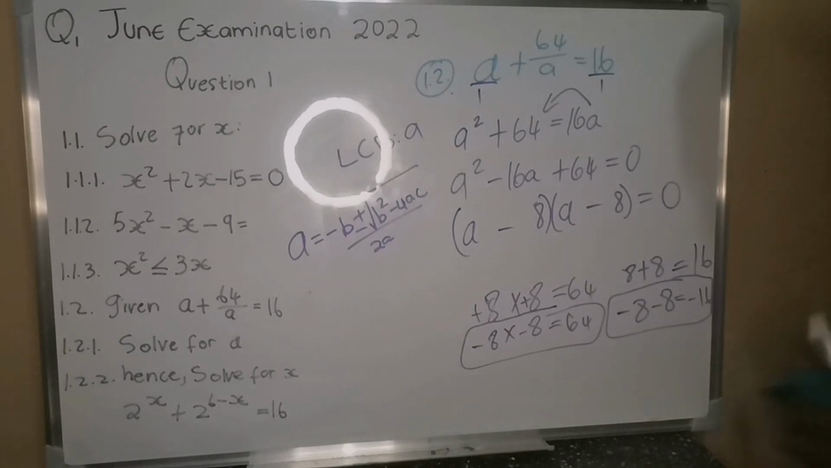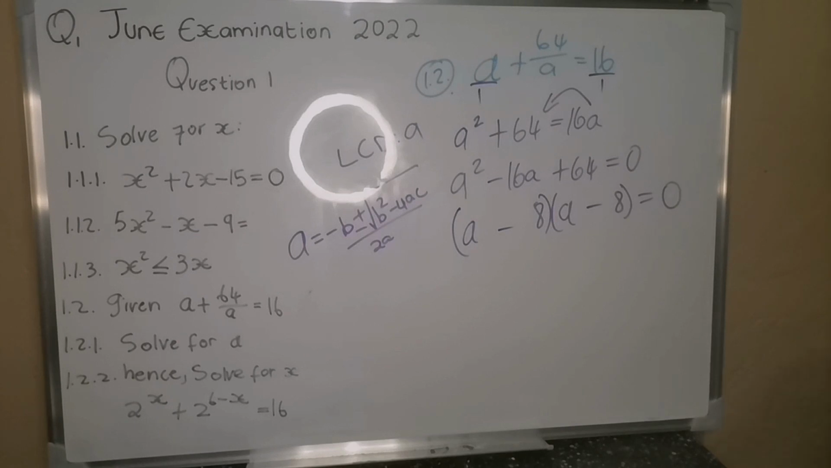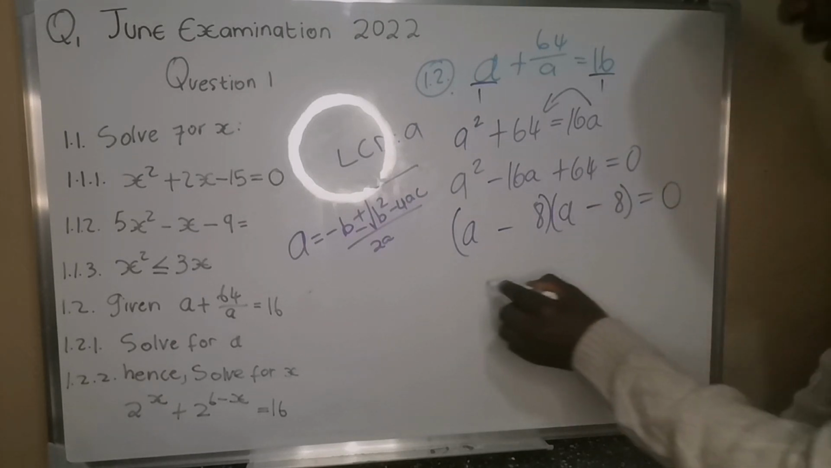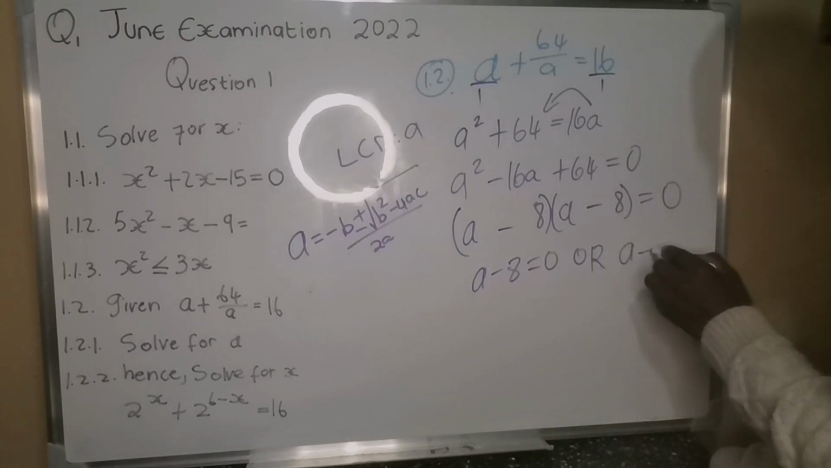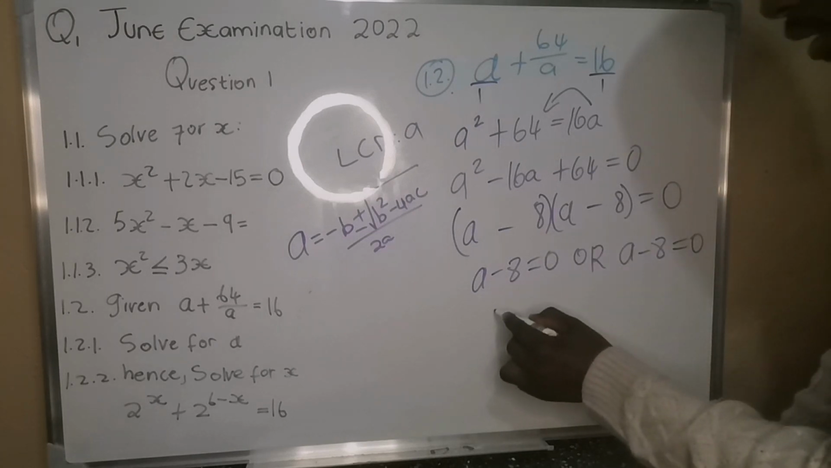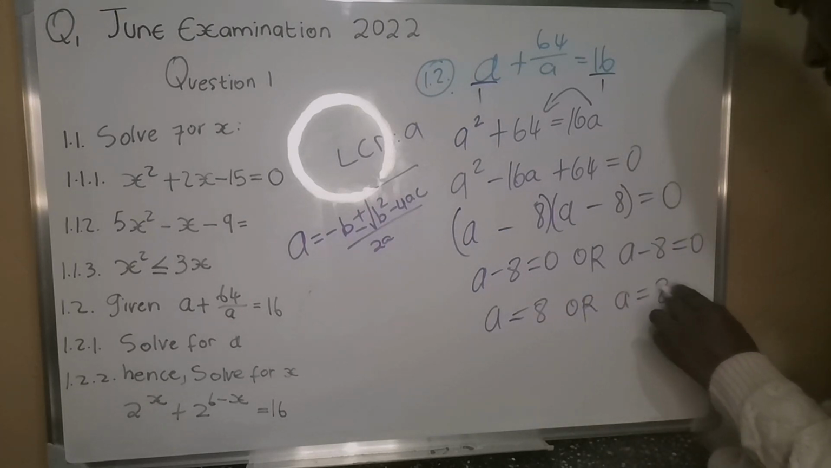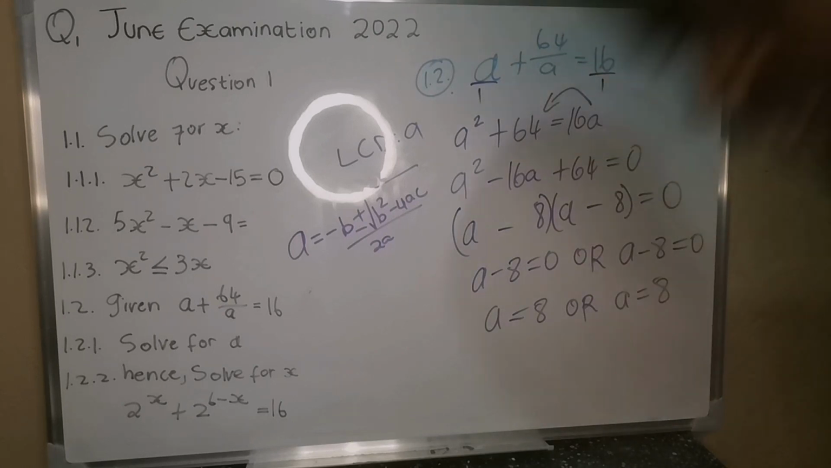Then after that, since right now we have two products, we can have two solutions basically. So the first product is a minus 8 equal to 0, or my second product is a minus 8 equal to 0. Therefore, I'm going to take this negative 8 to the right. Then I'm going to have a is equal to 8, or a is equal to 8. So I have two solutions. This is my answer for my first question. I hope you can literally hear me, guys.